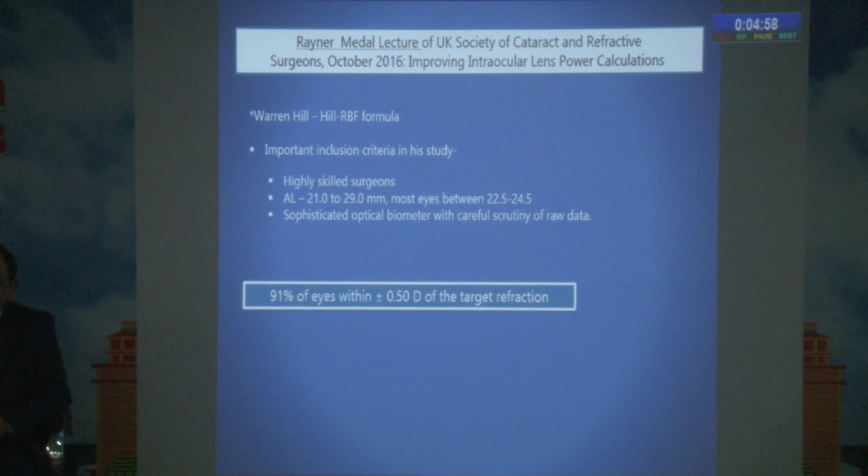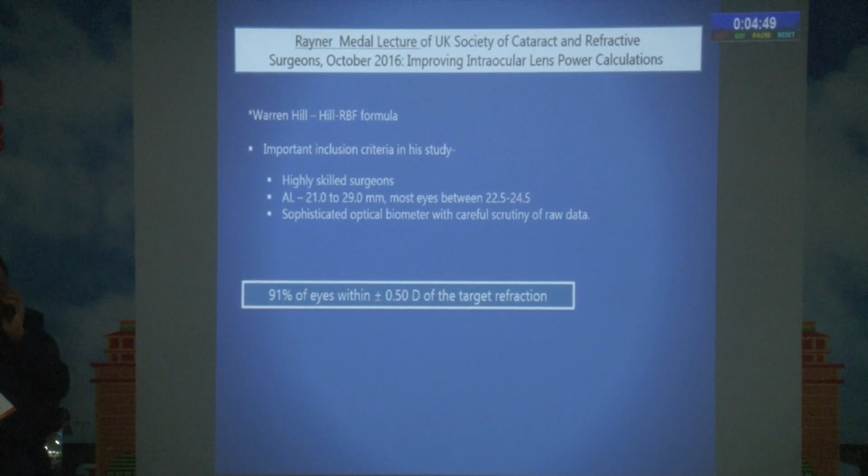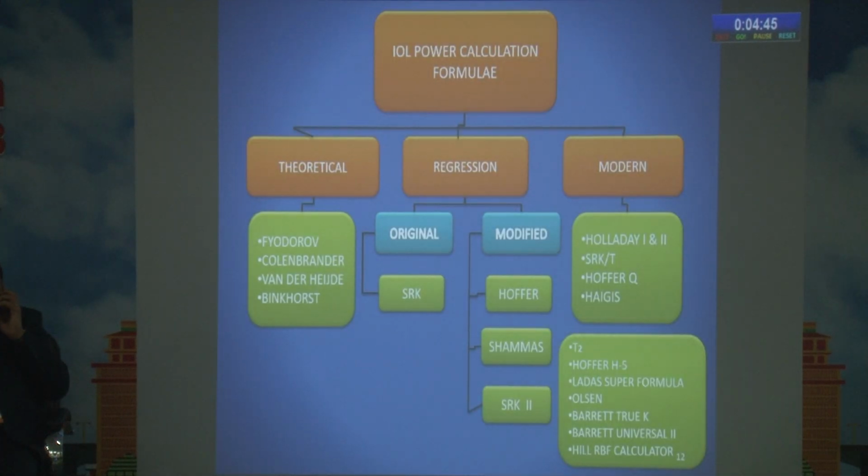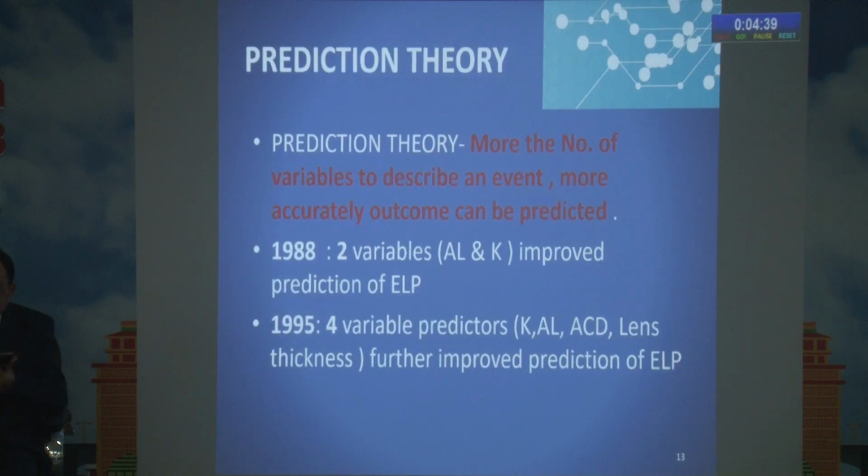This was the Rayner medal lecture given by Warren Hill. They said if you start using newer formulas, this percentage improves to 91% of eyes within 0.5 diopter of the target refraction being achievable. I'll straight away jump to the newer formulas like Hoffer H5, Ladas, Olsen, Barrett 2K, Barrett Universal and Hill RBF.